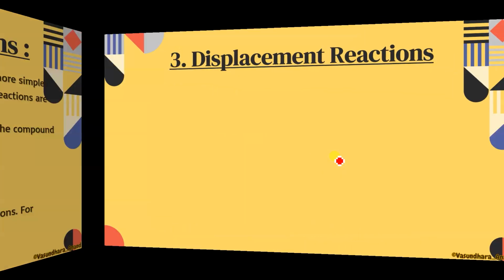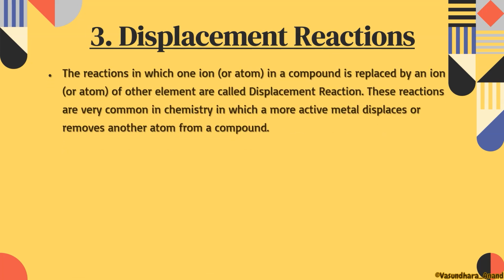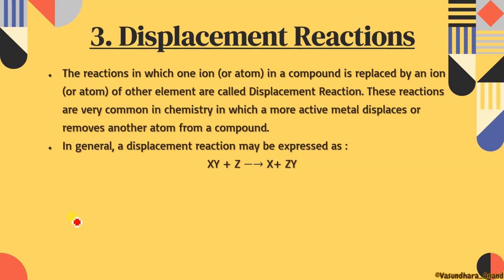Now the next reaction is displacement reaction, a very interesting reaction. The heavier element will displace the lower element, or we can say the lower reactive element. So displacement reaction: the reaction in which one ion or atom in a compound is replaced by an ion or an atom of another element. These reactions are very common in chemistry, in which a more active metal displaces or removes another atom from the compound. In general, a displacement reaction may be expressed as XY plus Z changes into X plus ZY.